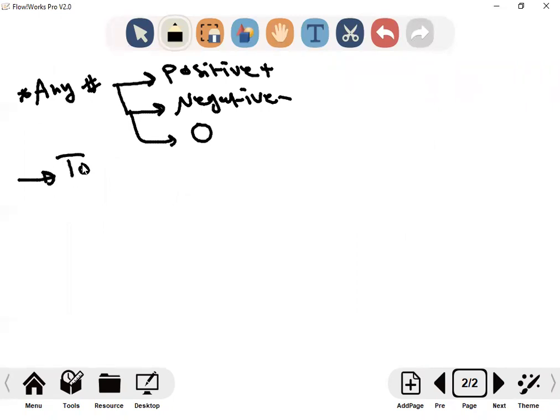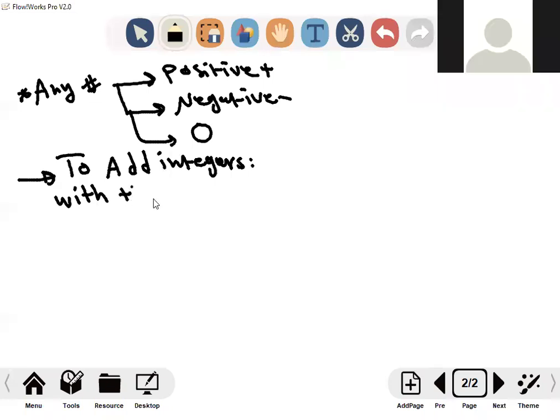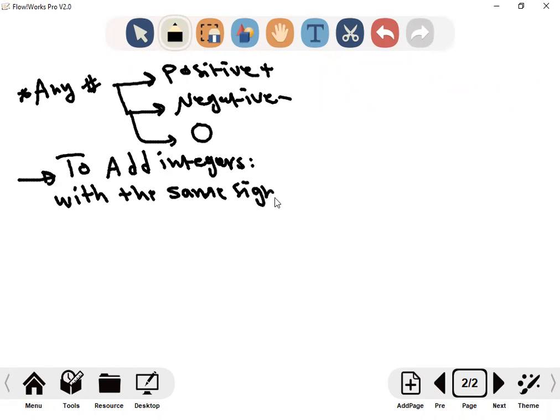Now, to add, focus guys now. To add integers with the same sign. What does that mean, with the same sign? It means the two integers which I want to add have the same sign. Positive sign or negative sign. It means the two integers both are positive or both are negative.